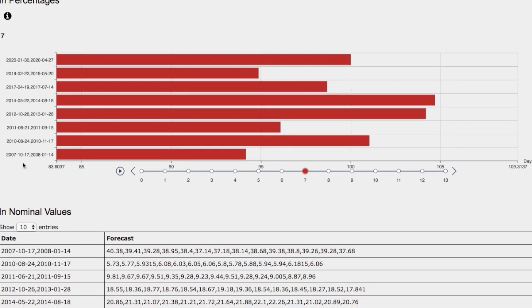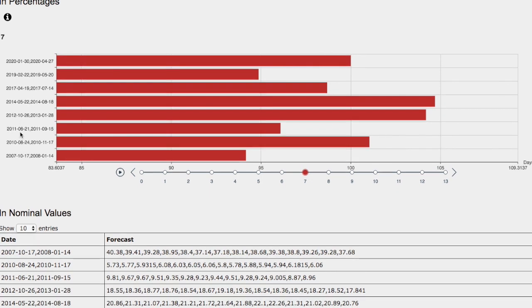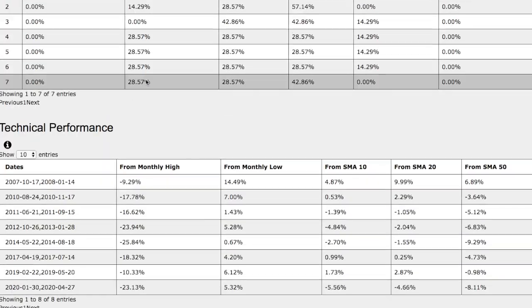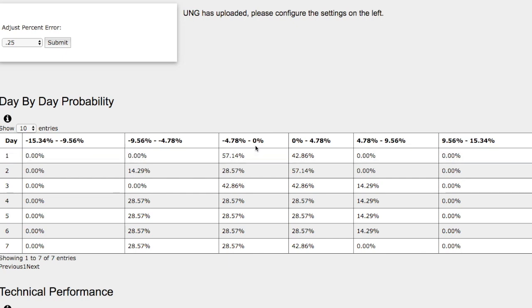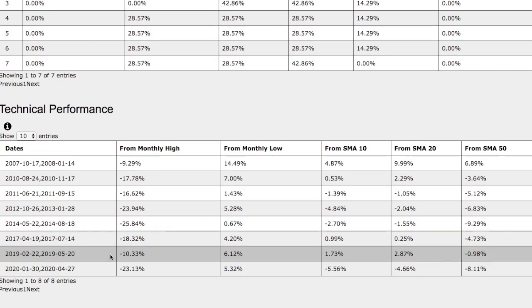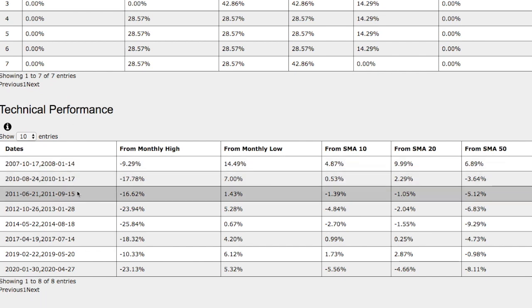So the model that we just examined was June 21st to September 15, 2011. Back then, natural gas was down roughly, I would say, 4%. So that coincides with this standard deviation right here of 29% chance between 0 and negative 5% down in the next coming days, or roughly a week. So let's examine the technical performance of each model.